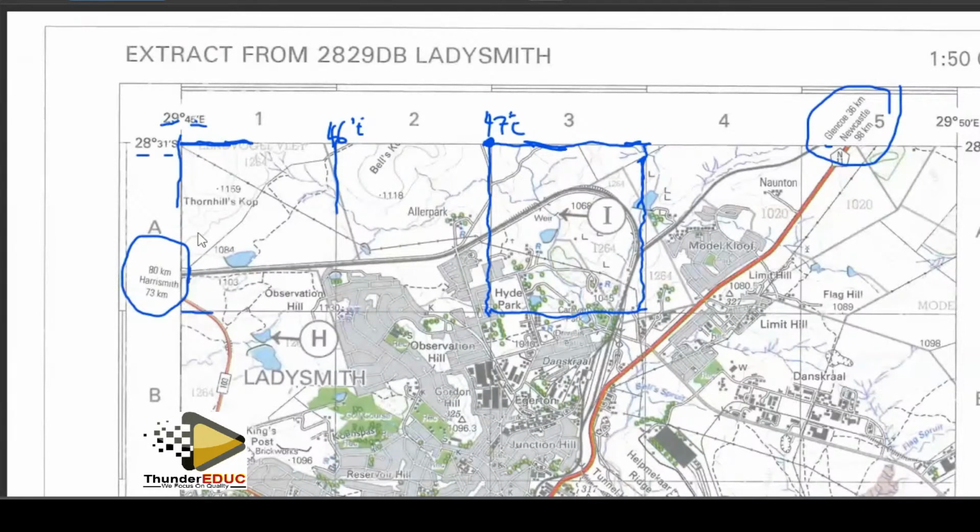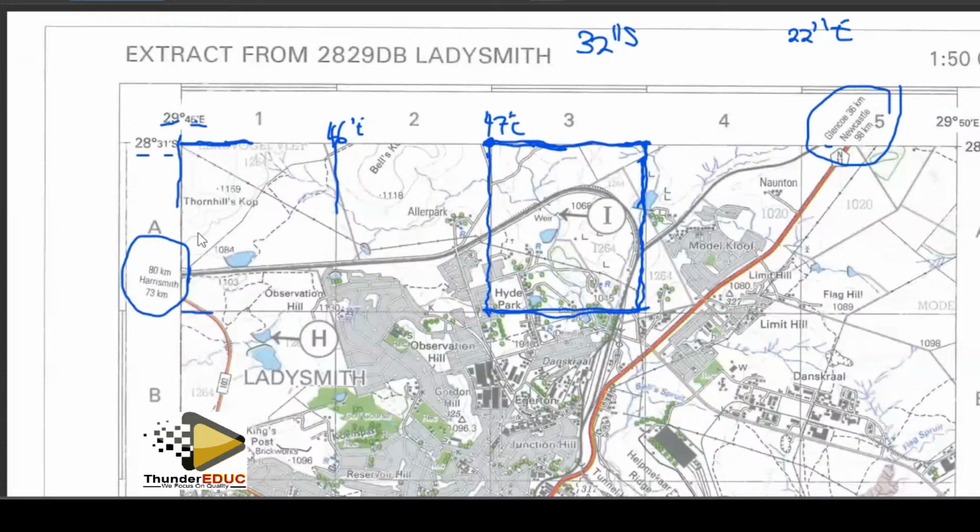find 32 seconds to the south, that is latitude. And for longitude, we want to find 22 seconds to the east. How do we identify this? Because these ones now are not provided. The minute values are provided, but now the second values are not there.